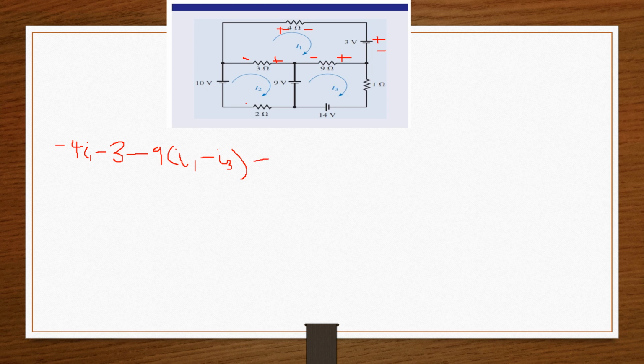So a minus, we have 3, then the current going through the 3 ohm resistor will be I1 minus I2, because I1 is coming from the top this way, and then I2 is coming from the bottom, so you have I1 minus I2.